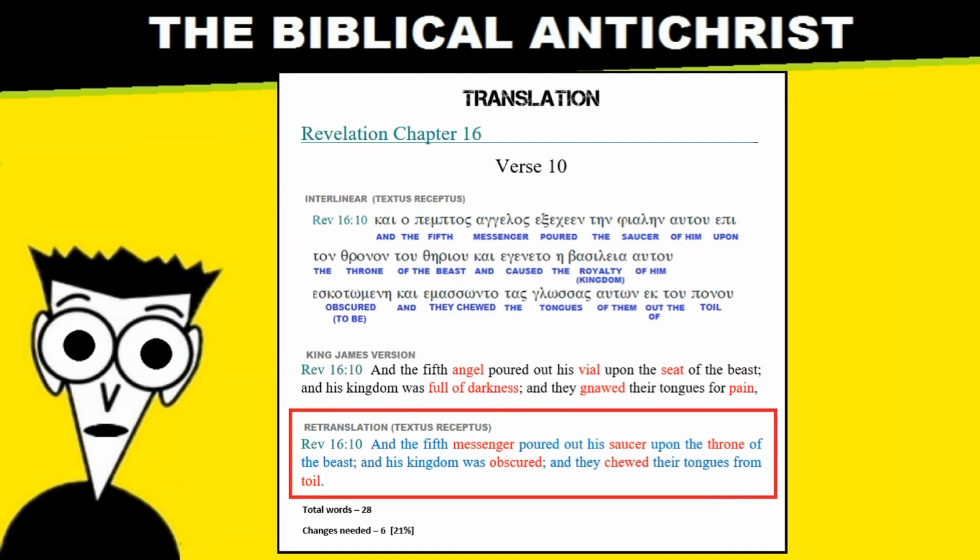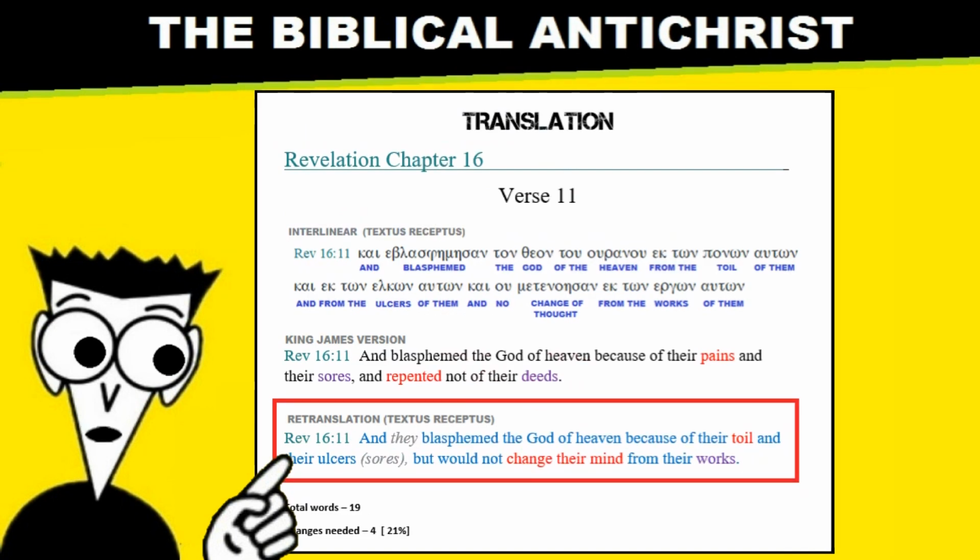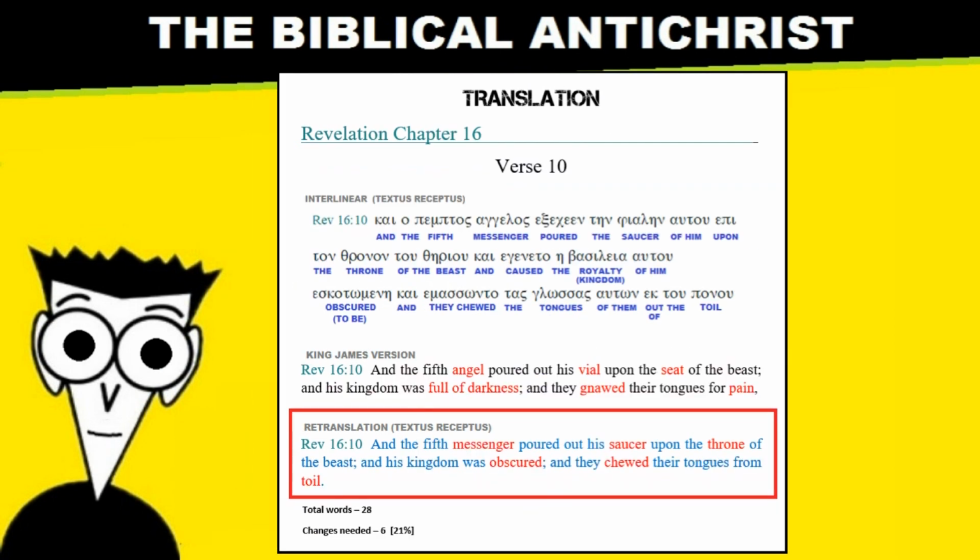The last part of the text is key. It reads as follows, quote, "And they chewed their tongues from toil. And they blasphemed the God of heaven because of their toil and their sores, but would not change their mind from their work." End quote. In the first part, "they chewed their tongues from toil," is the first consideration. As covered previously, this was an idiomatic expression to mean a lack of basic necessity.